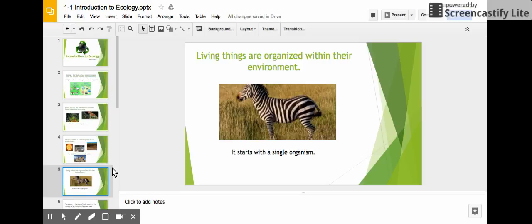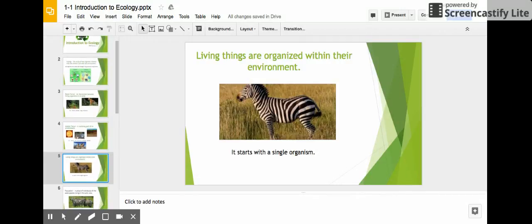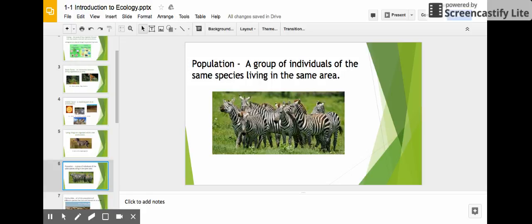Living things are organized within their environment. So we're going to start from the bottom and work our way up to the bigger picture. I'm going to start with a single organism, like the zebra. A population is a group of individuals of the same species living in the same area. So in this example, it's the group of zebras that live together in a herd in one area.